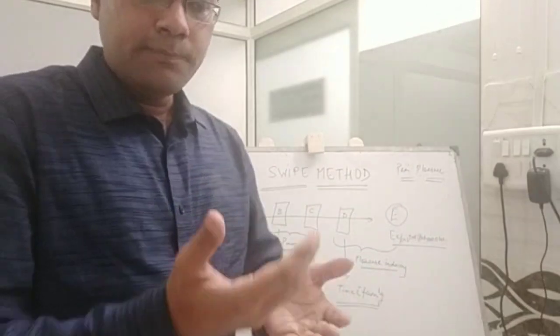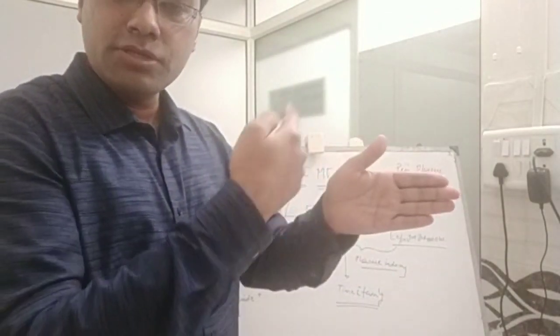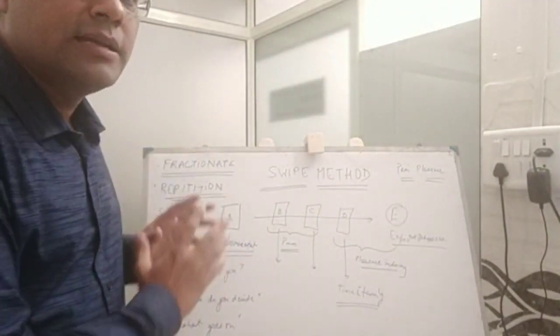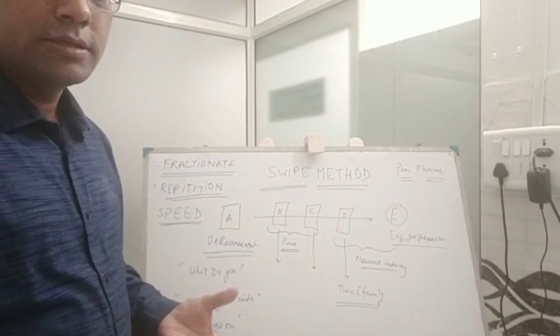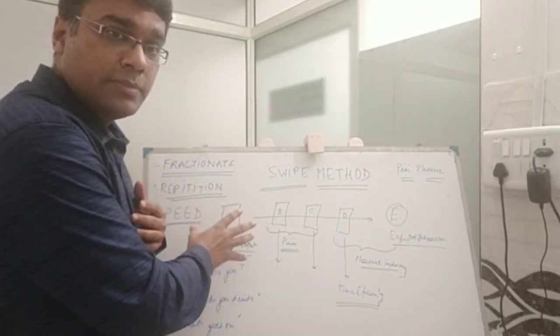Have you used a mobile? So many a times what happens is we keep on swiping through the images. It's pretty common these days. So that is what exactly we are going to do in the swipe method. So remember, we have an unresourceful image.